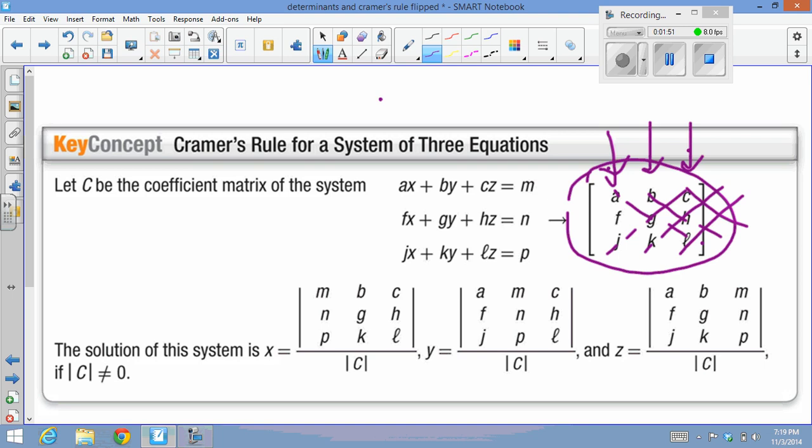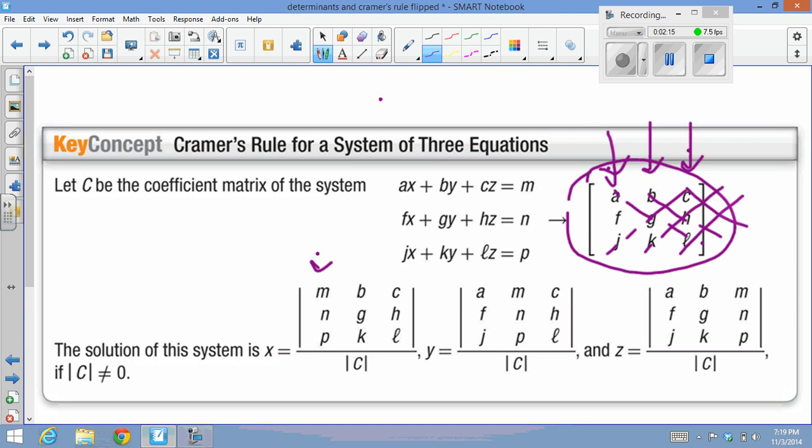Then in order to find the x value, I'm going to replace the column which had the x coefficients, and instead I'm going to put my constants in there. I'm going to leave my y and z columns the same. Then I'm going to find the determinant for that using the same process as before, and then divide that determinant by the determinant we got for the coefficient matrix.